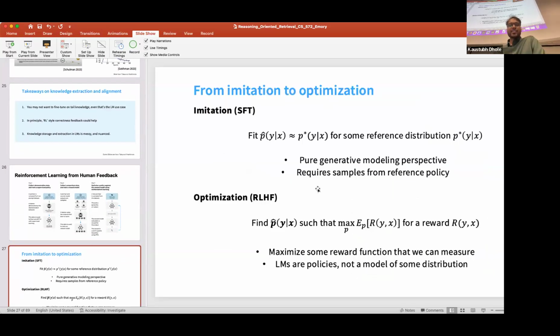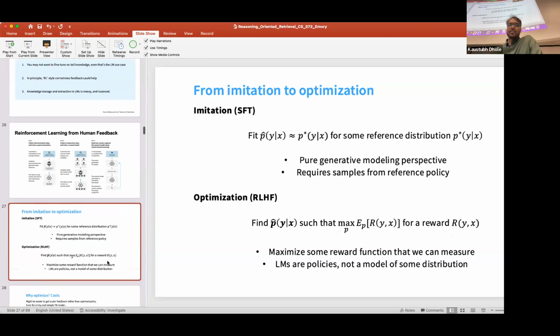Supervised fine tuning essentially had some reference distribution, input output examples, and we were trying to make our predicted policy y given x as similar as possible to this reference policy. And this was the pure generative modeling perspective, and also called imitation learning in reinforcement learning literature. The RLHF, on the other hand, what we are trying to do is we have our policy, and we are trying to maximize its expected reward under that policy for some reward function r(y, x). So we'll look at how we do that.